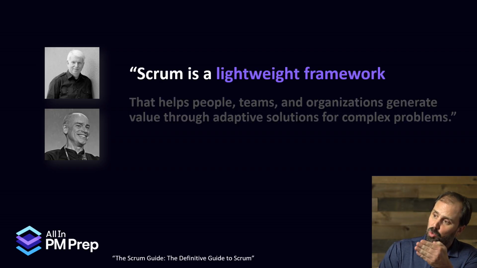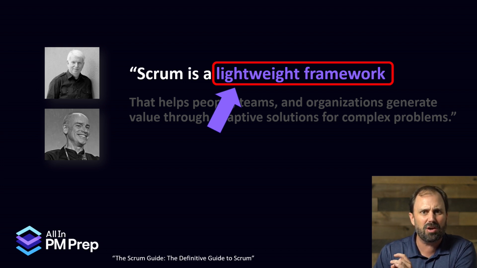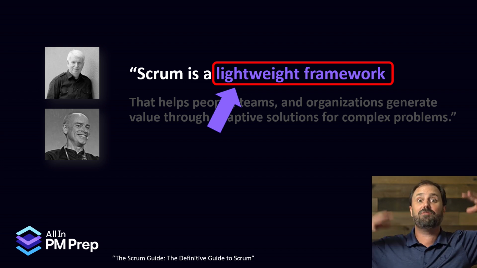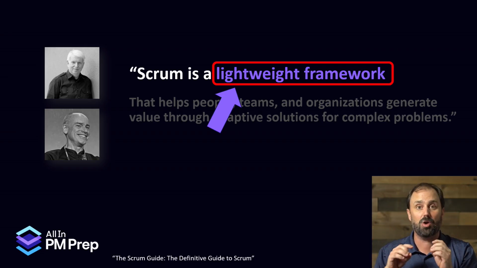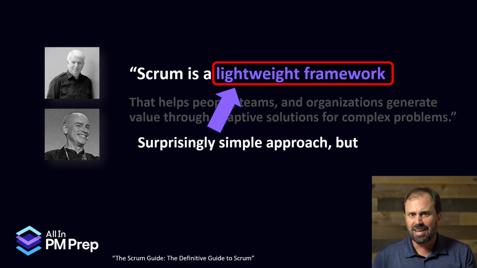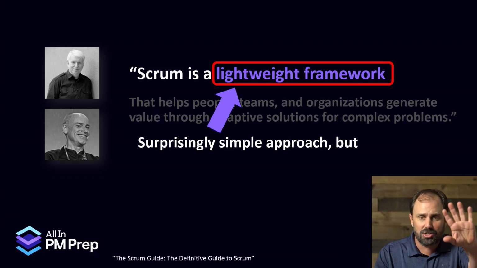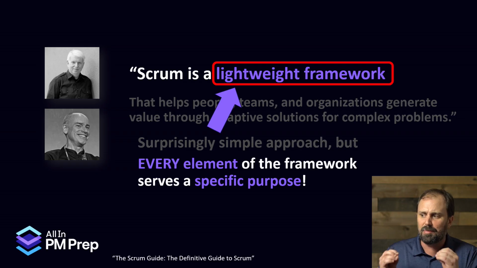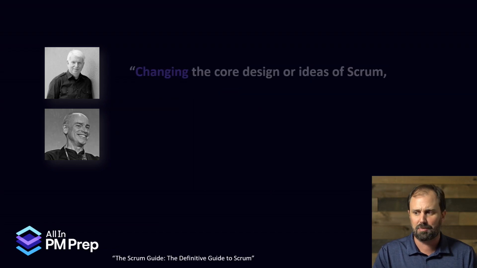Now, when we think about these words, lightweight framework, what does that mean? Waterfall's not lightweight, it's heavyweight, right? All those processes, all those things, there's just so much to do. Scrum, opposite, lightweight framework. And what we mean is it's a surprisingly simple approach. It's going to lay out 3 roles, 5 events, and 3 artifacts that you'll learn about, but every element of the framework serves a very specific purpose. So this is laser-focused project management in a sense.